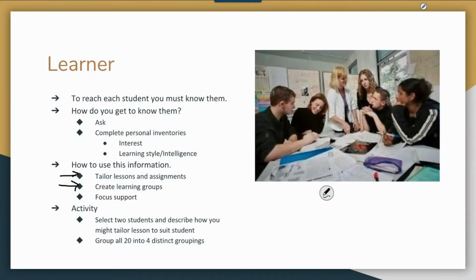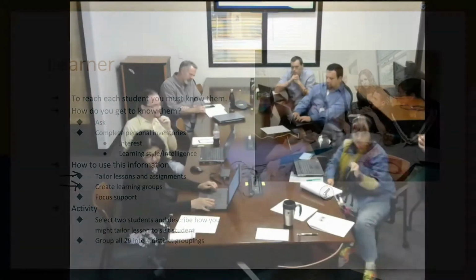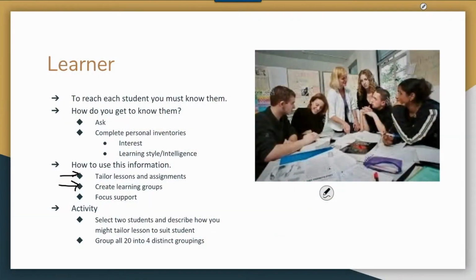You can use this information to create learning groups. So you can make your groups homogeneous in terms of interest, gender, multiple intelligences, or you can make them heterogeneous, so that every group has somebody who meets several criteria. You can focus the support that you use in your class.